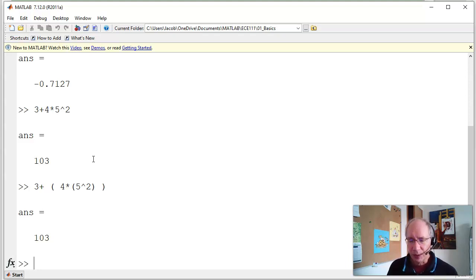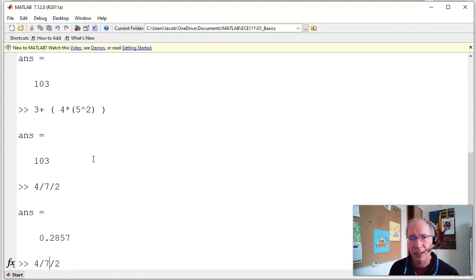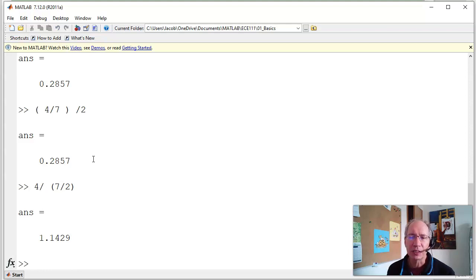If I have confusion, like what is 4 times 7 over 2, let's do it this way, 4/7/2. MATLAB executes left to right. What this actually does is 4 divided by 7, does that operation first, then divides by 2. If I wanted to change it, such as 4 divided by 7 halves, it's better to use parentheses. Again, it never hurts to use parentheses. Sometimes it helps. The parentheses make it clear which operation is done first.